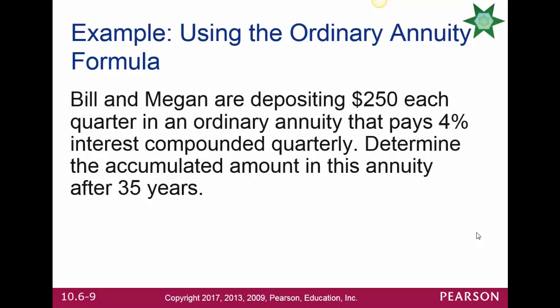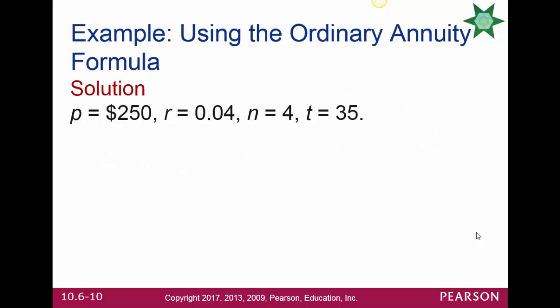So let's try an example. Bill and Megan are depositing $250 each quarter into an ordinary annuity that pays 4% interest compounded quarterly. Determine the accumulated amount in the annuity after 35 years. So the payments are $250. They're made quarterly, 4 times a year, so N is 4. 35 years is T, and the interest rate is 0.04.